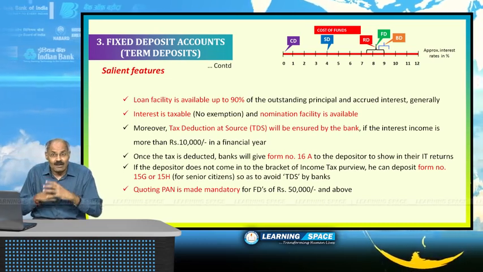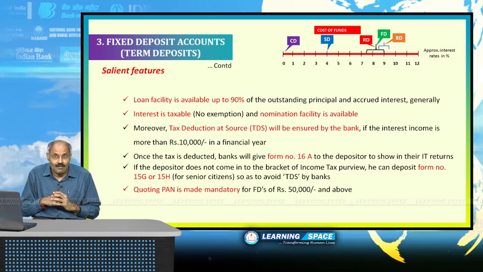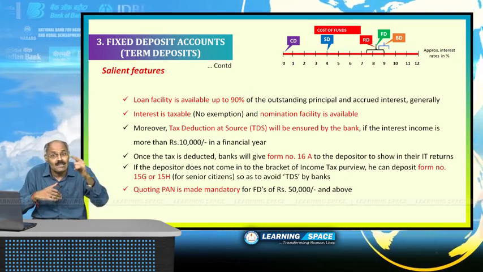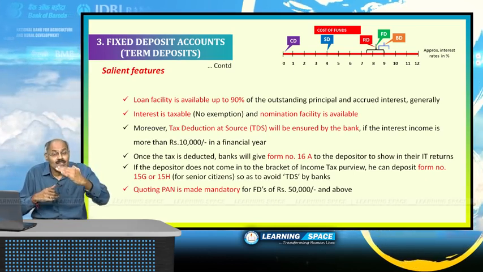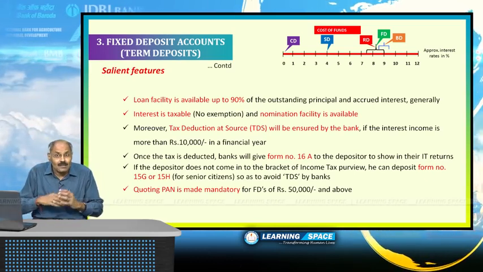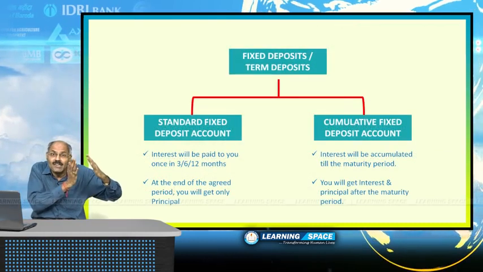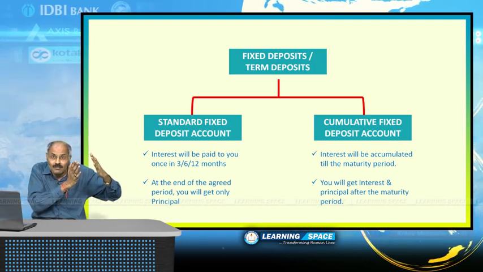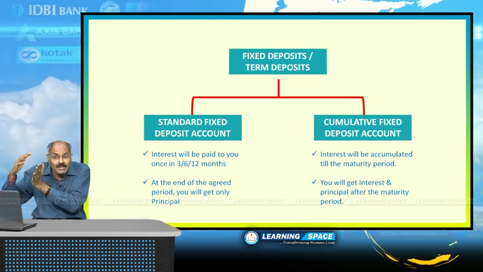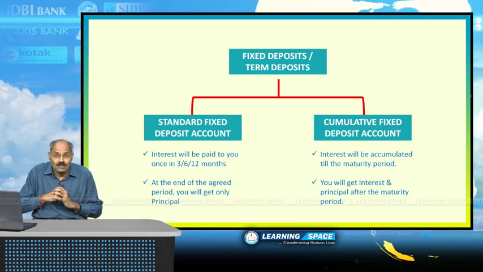And 2-3 things I would like to tell you with regard to fixed deposit accounts. The other name for fixed deposits is term deposits. But there are 2 types in term deposits. One is traditional or standard term deposit. The other one is cumulative term deposit. What is the difference between these two?